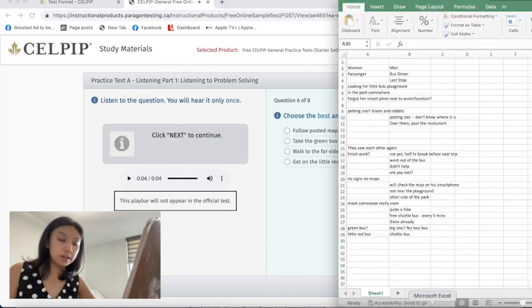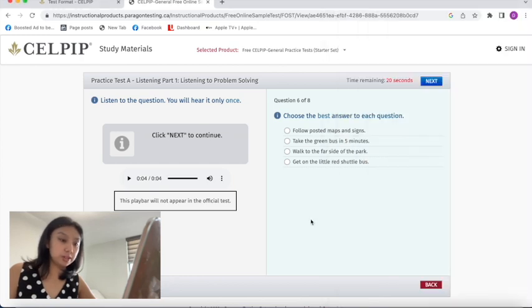So to get to the playground, ang sabi sa kanya to take the little red bus na shuttle bus. So follow posted maps and sign. Wala nga daw, diba? It's in the conversation. Take the green bus in 5 minutes. No, because that's a tour bus. Walk to the far side of the park. No rin. So get on the little red shuttle bus is the right answer.